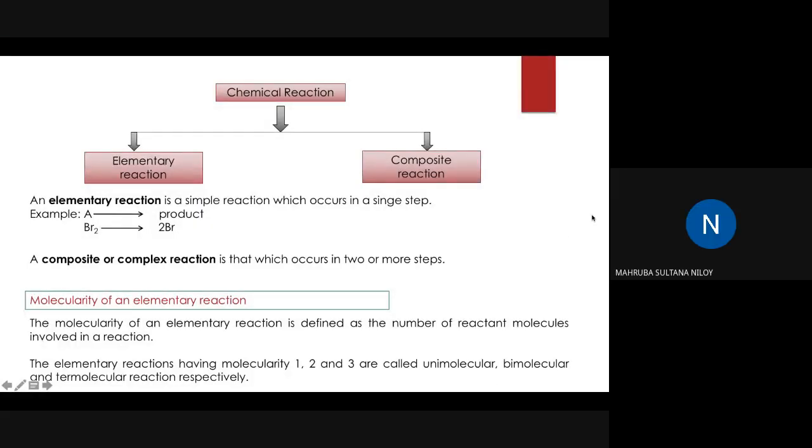Okay. What is the molecularity then? Molecularity of an elementary reaction is the number of reactant molecules involved in the reaction. Yes. So if just one molecule takes part in the reaction, then it's unimolecular. If two, bimolecular. And if three, termolecular. Okay, is it clear to all? Yes, sir.